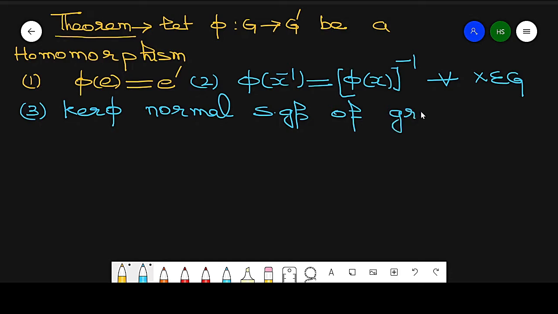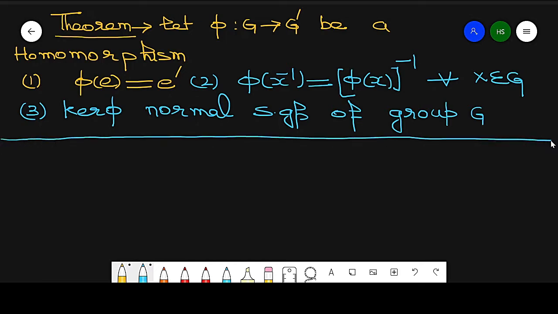So it is a normal subgroup of group G. So that is my statement. That is our first theorem. Now, the first part is: image of identity is equal to E dash. I am going to prove the first part.